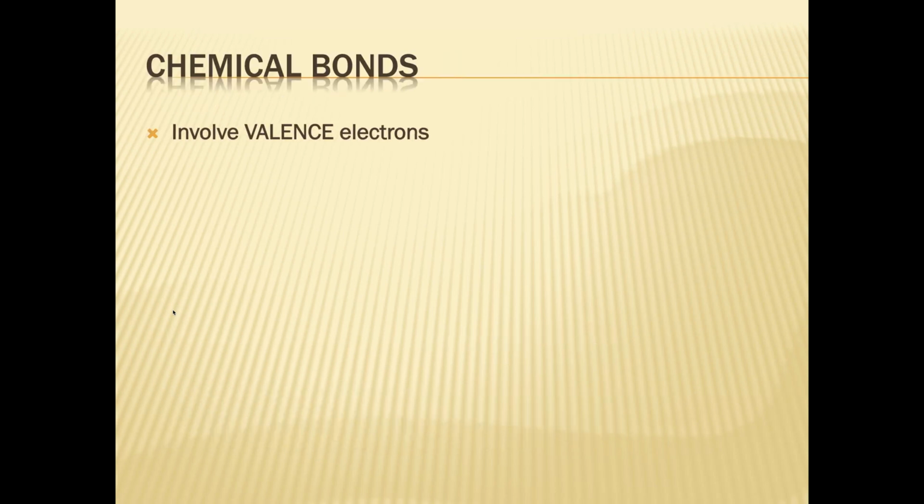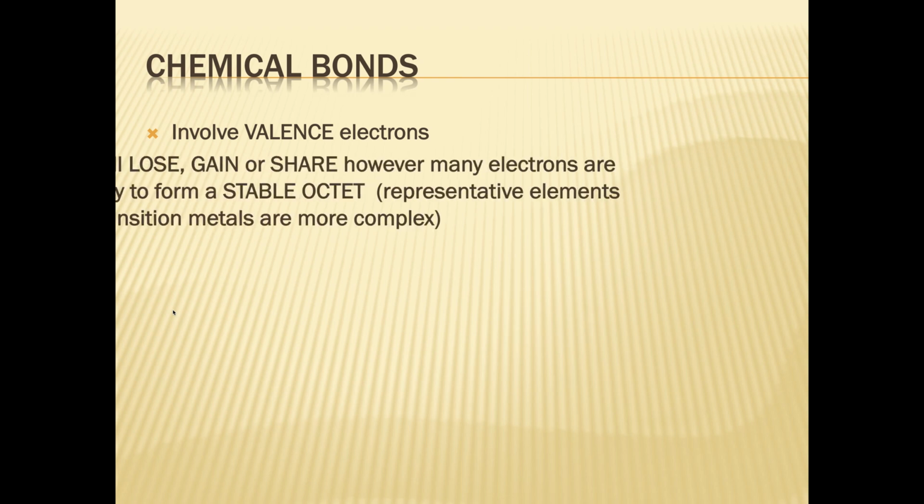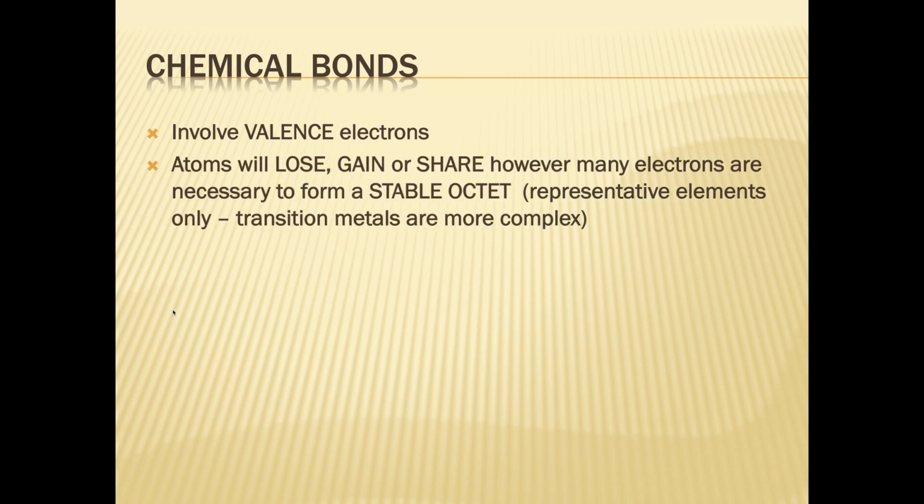Chemical bonds involve valence electrons. These are the ones in the outermost energy level. Atoms can either lose, gain, or share however many electrons are necessary to form a stable octet. Now, this is only going to be for elements in groups 1 and 2, and then in groups 13 through 18. The transition metals are a lot more complicated, so we're going to be leaving that out of what I'm going to show you here today.